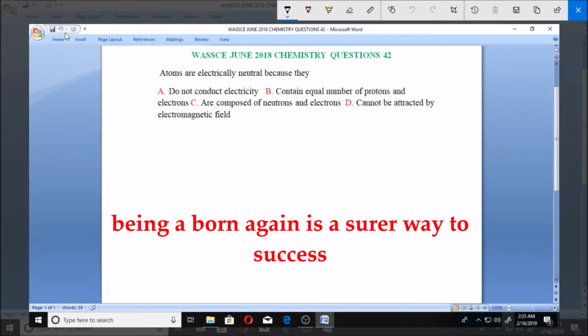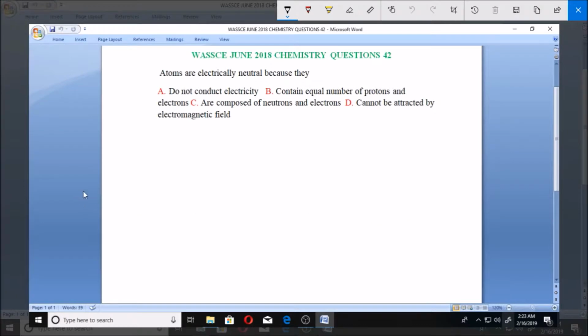So what is the answer to this problem? Why are atoms electrically neutral? Now, for us to understand this, we need to look at what an atom is. For every atom there is a nucleus, and this nucleus contains protons and neutrons.